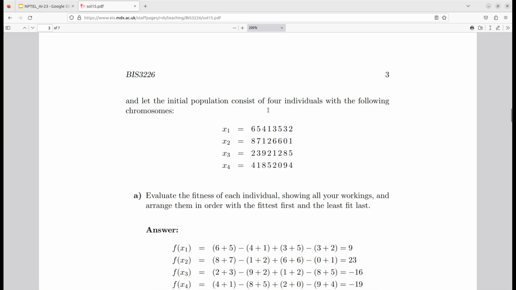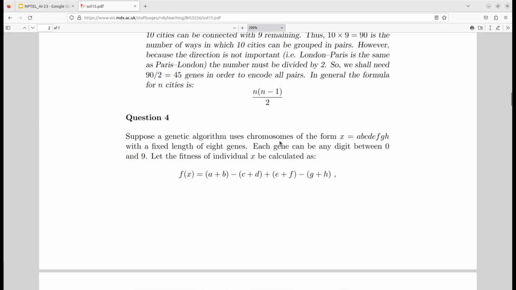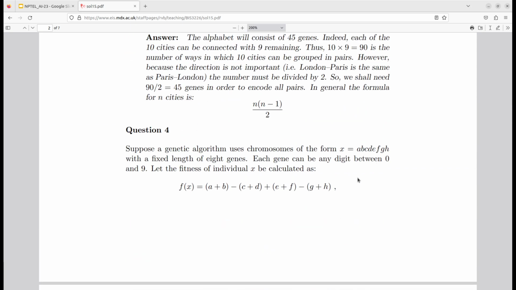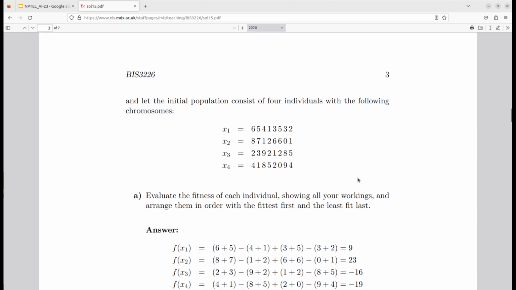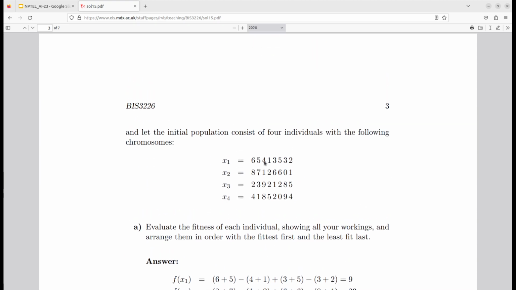And let the initial population consist of 4 individuals. This is the population we have been given here. X1 looks like this, with genes A through H, each from 0 to 9, and they have given us the set of 4 individuals, which looks like this.